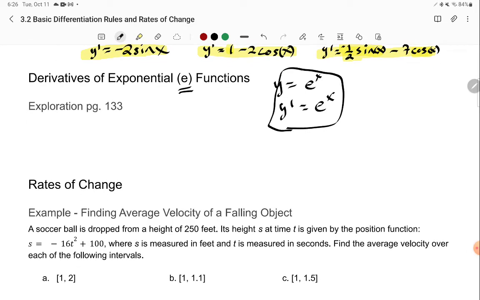Later we'll do actual exponentials, or other exponentials where the base is something other than e, but for right now that's all that you're going to need to know.